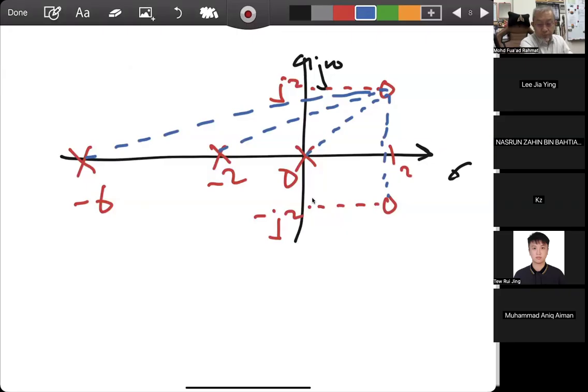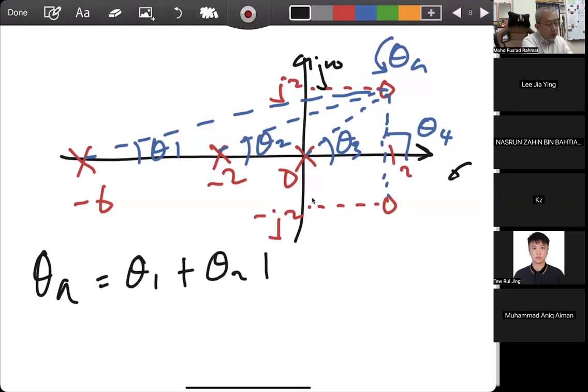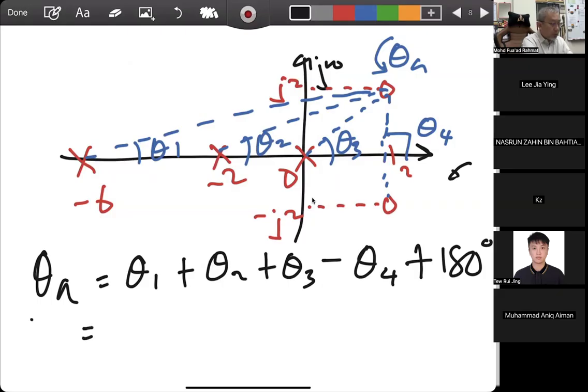Which is this one is theta 1, theta 2, theta 3, theta 4. Okay, and theta A is located at these zeros on the positive sides. So theta arrival is theta 1 plus theta 2 plus theta 3 minus theta 4 plus 180 degrees, which is theta A.